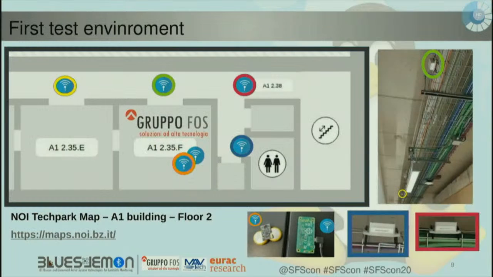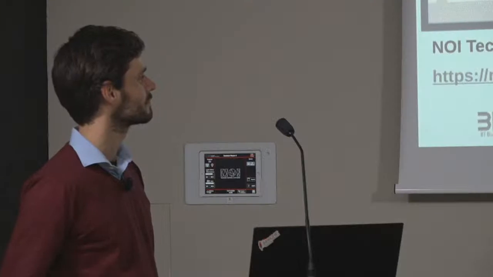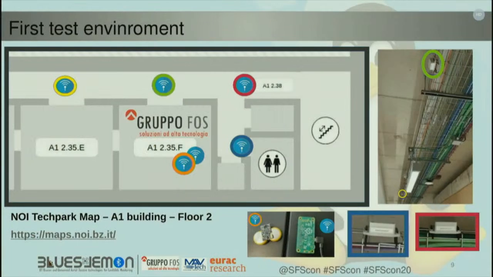Our first tests were made at the NOI Techpark building in the Gruppo FOSS office. We connected the Raspberry Pi and a test beacon, and also mapped some beacons of the Beacon South Tyrol project, which are installed on the roof of the corridors of the Techpark.